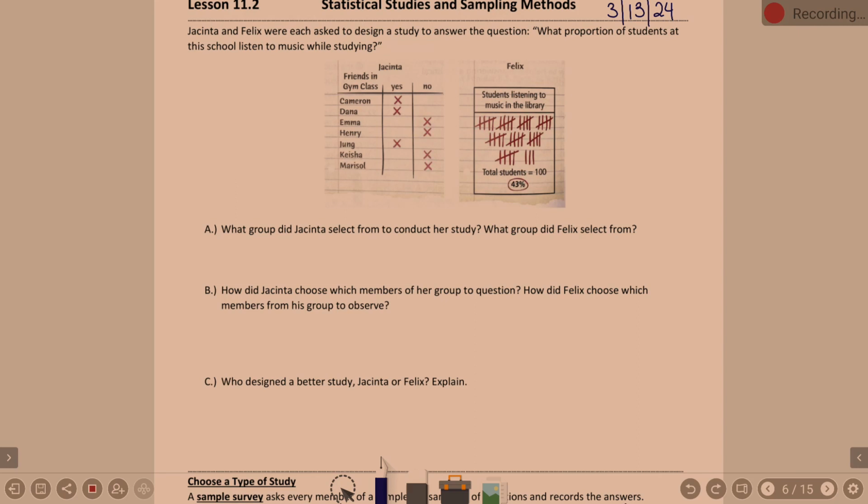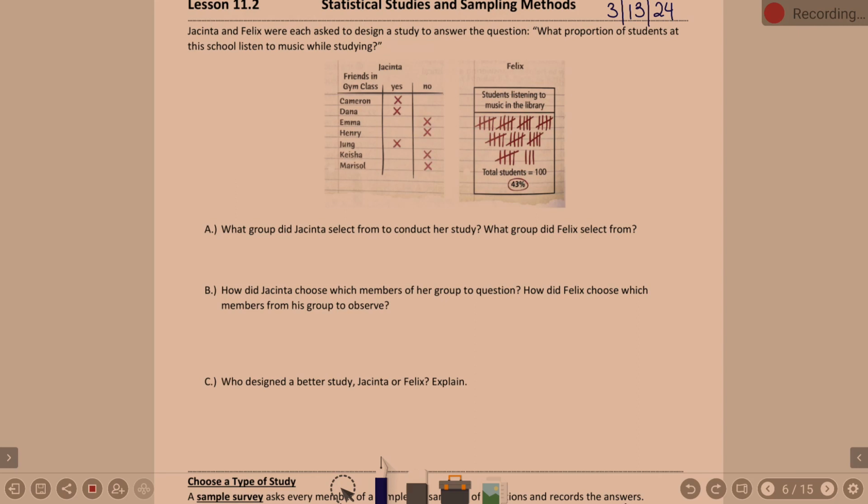So Jacinta and Felix were each asked to design a study to answer the question, what proportion of students at this school listen to music while studying? Okay. You have one on the left. I'm pronouncing it Jacinta, unless someone else has a better pronunciation. And then we've got Felix on the right there. Okay. So I'll let you guys kind of peruse the information there.